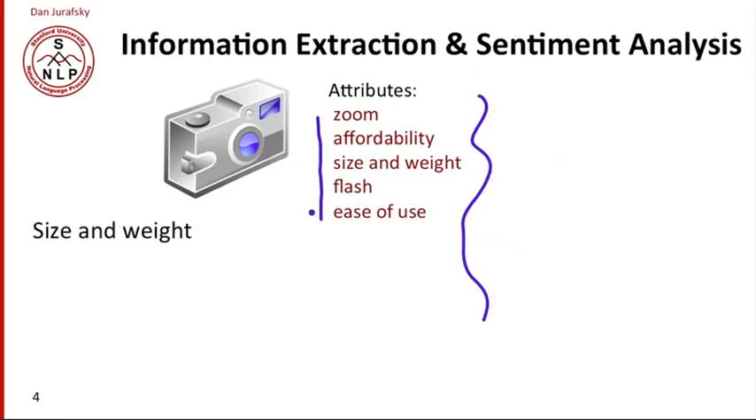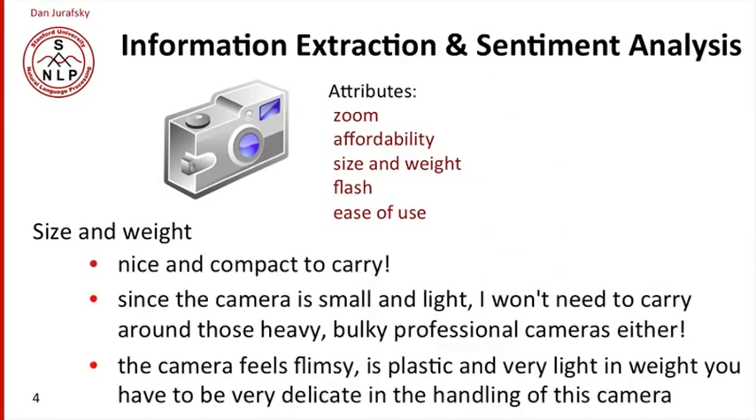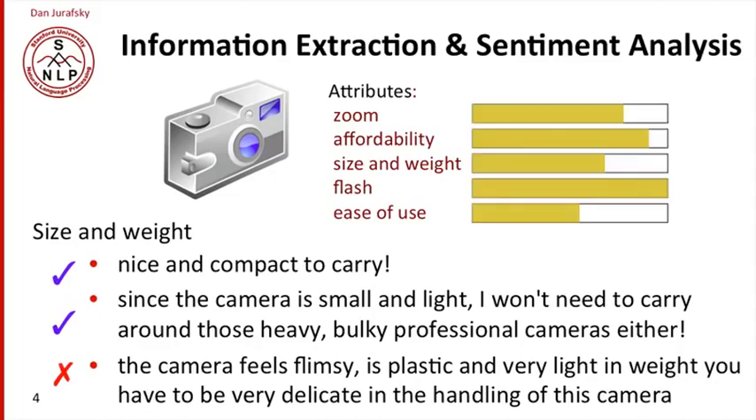And then we'd like to automatically, for any particular attribute, determine how the reviewers felt about those attributes. For example, if a reviewer said nice and compact to carry, that's a positive sentiment. And here's another positive example. But a phrase like flimsy is a negative sentiment. So we'd like to automatically detect for each sentence what the sentiment is, and then aggregate for each feature, for zoom, for affordability. So we might decide that for this camera, the reviewers really liked the flash, but they weren't so happy about the ease of use. So we might measure the positive and negative sentiment about each attribute and then aggregate those.